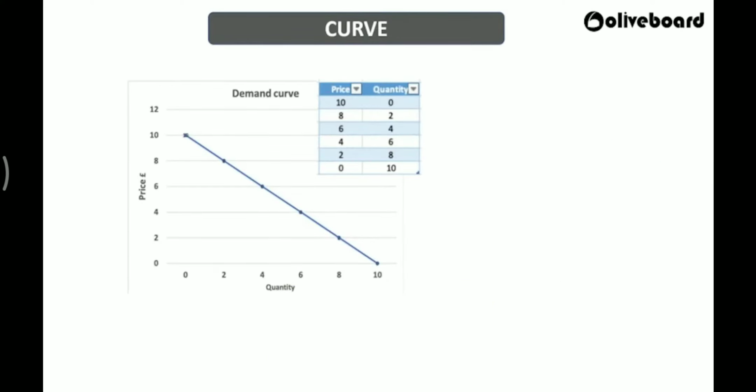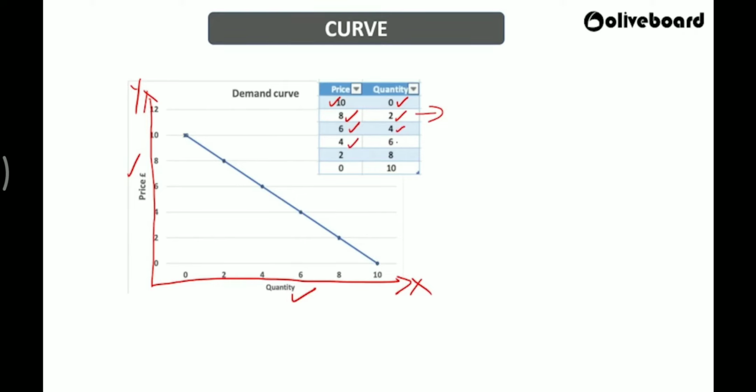Now, I have put it in a tabular column. If we represent it in a tabular column, it is called a demand schedule. If we represent it in a graph, then it is called a demand curve. This is the x-axis, and this is the y-axis. On the x-axis I have taken quantity demanded, and on the y-axis I have taken prices. Now see, when the price is 10, quantity demanded is 0. When the price is 8, quantity demanded is 2. When the price is 6, quantity demanded is 4. When the price is 4, quantity demanded is 6. Yes or no? Prices keep on reducing and demand keeps on increasing.